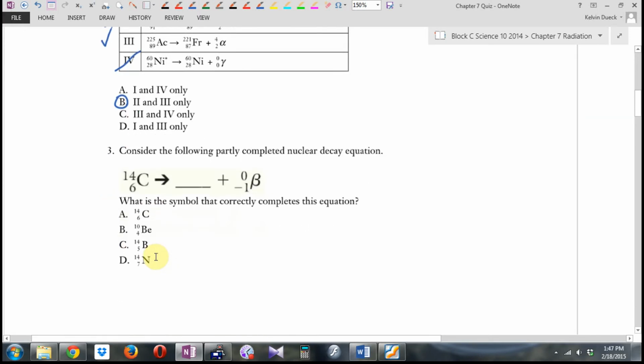Consider the following partly completed nuclear decay equation. What would correctly complete this? A 7 down there, because I got a 6 and I got a -1. It's got to add to 6. Do I need to go any further? Well, but as soon as I got that 7, it can only be D.